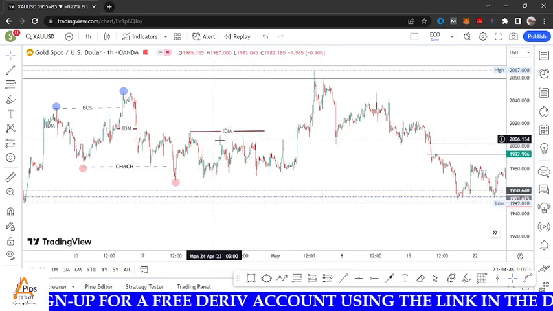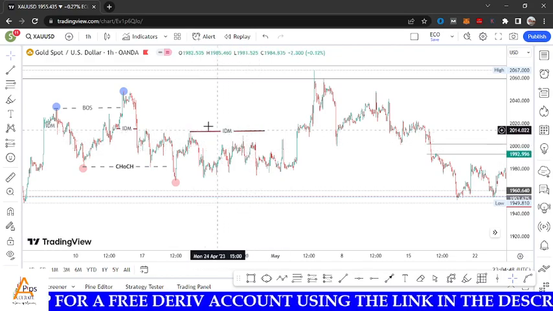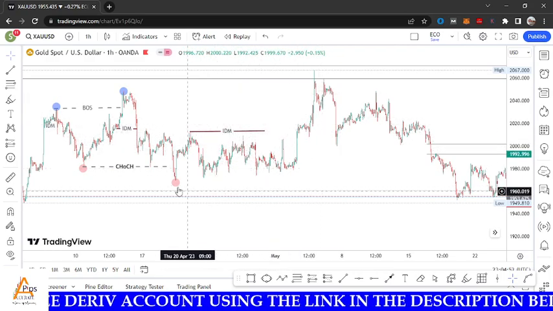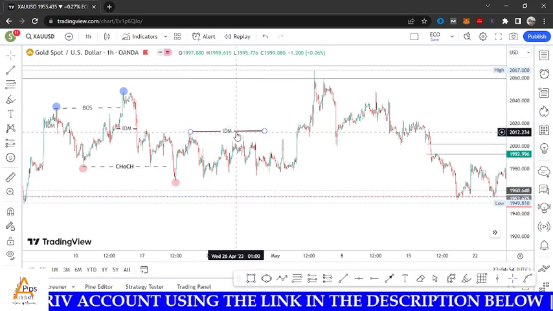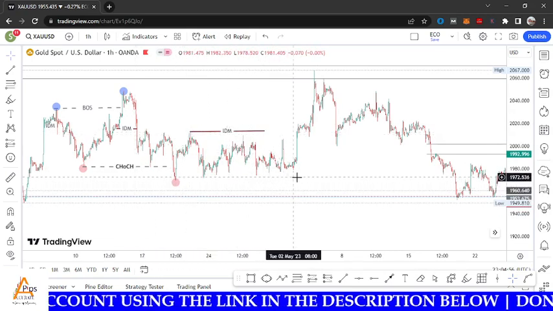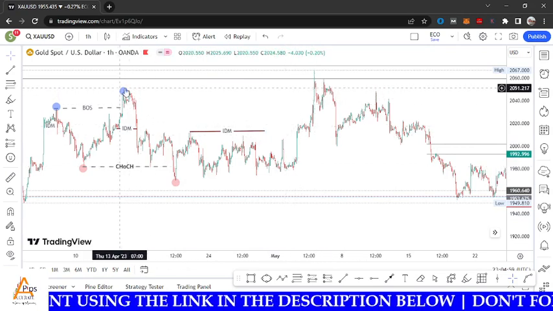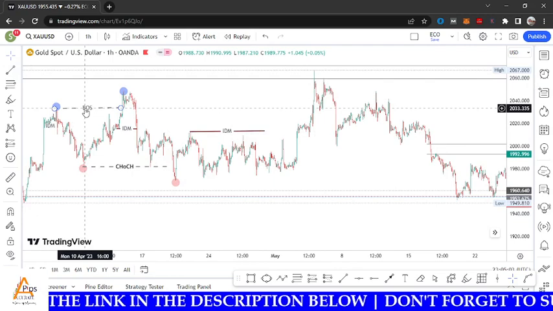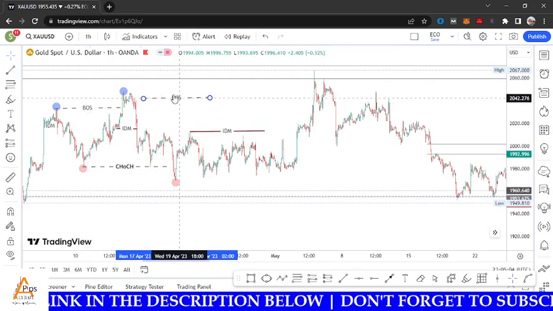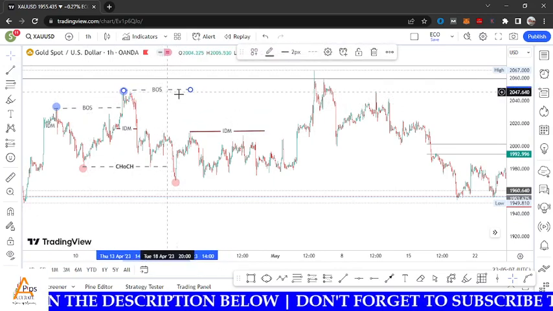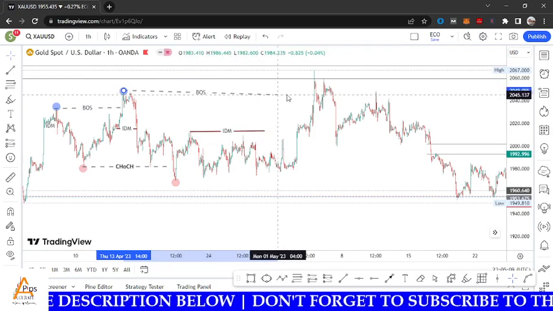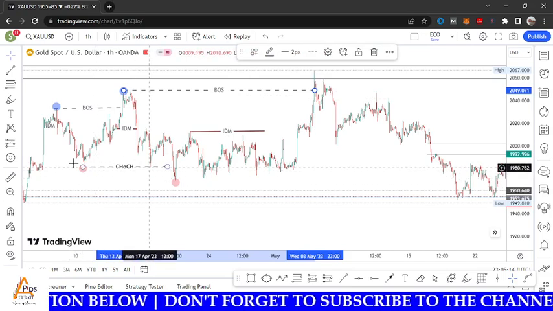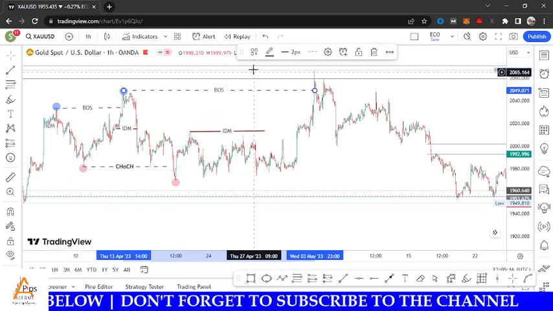All right, so now as you can see, we have a valid IDM because price took these guys out. But as you can see here, there is no break of the low. Then we break our previous high over here. So what happens again? We have the same scenario we saw in the last video. So we have change of character, then we have change of character again.